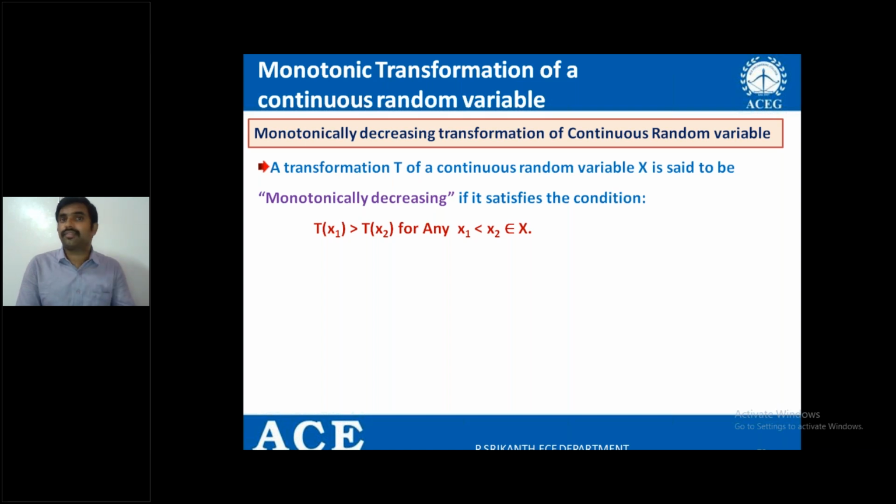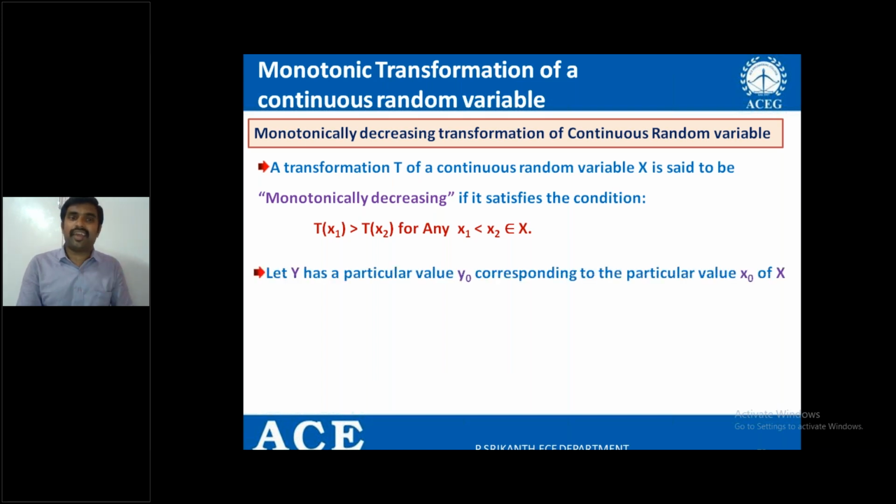In the previous case, for monotonically increasing, if x1 is less than x2 and the transformation of x1 is less than the transformation of x2, that is monotonically increasing. In this case, for x1 less than x2, if T of x1 is greater than T of x2, then it is a monotonically decreasing transformation.